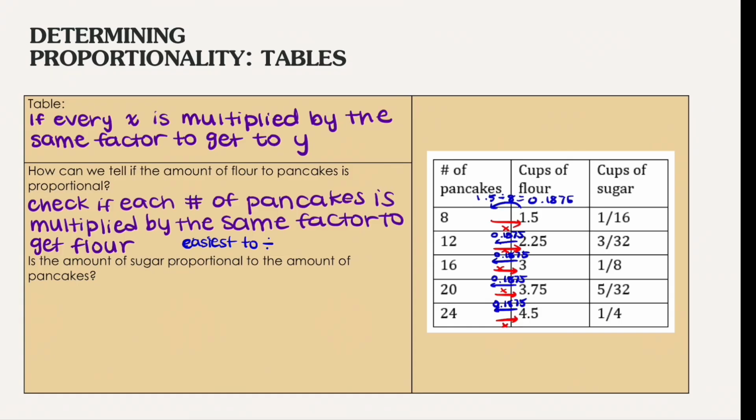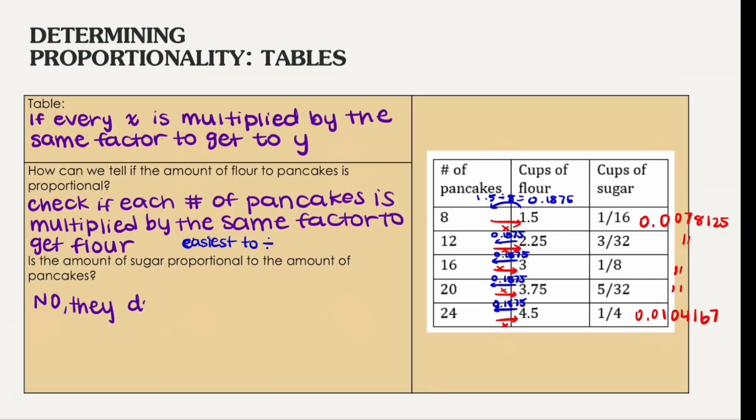Then, if I'm trying to see if the amount of sugar is proportional to the amount of pancakes, I need to do the same thing. So if I do 1/16 divided by 8, I get 0.0078125. And it's going to be the same for most of them except the last one. That last one, 1/4 divided by 24, ends up being something totally different, 0.0104167. And so we can tell that this is not proportional because that last one was not the same as the others. It doesn't have the same factor.